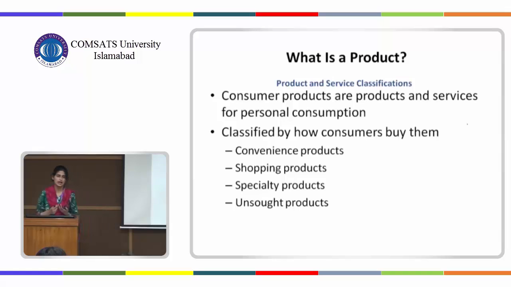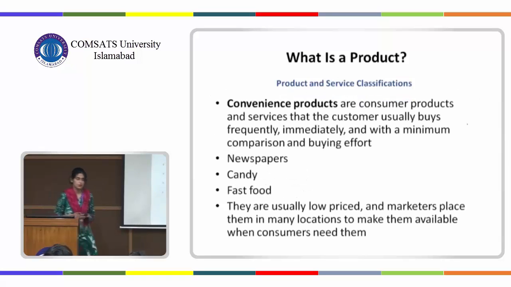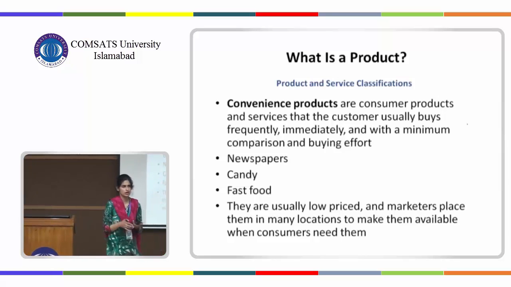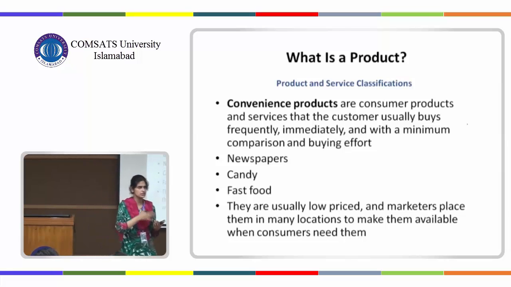Now consumer products are classified in four different categories. The first one is convenience, followed by shopping, then specialty, and then unsought products. Now what are convenience products? Convenience products are your everyday products, right? You need bread for the morning, you need eggs, you need milk, you need tea, you need rice. These are your everyday products, and you have to purchase them very often, right? So maybe you go for your groceries every week. That would be a convenience product.